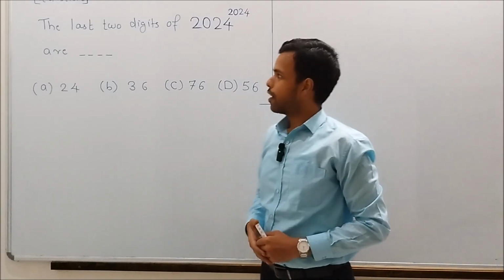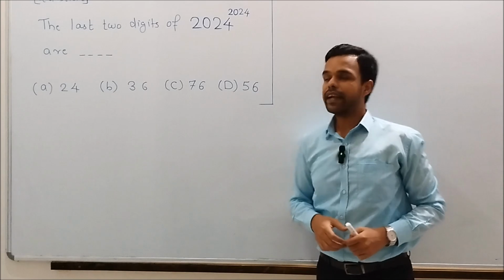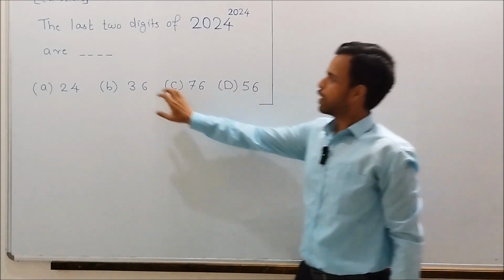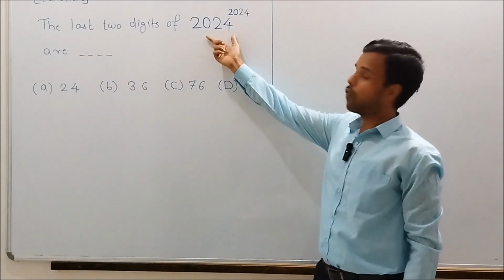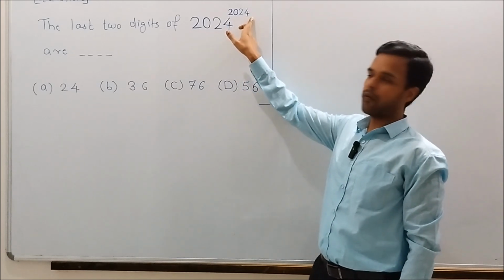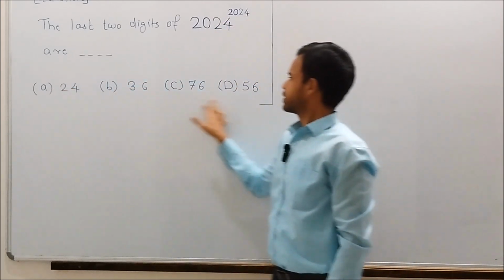Hello everyone, I'm Akash. In today's video, we will solve an interesting question on number theory. The question is: the last two digits of 2024 to the power 2024 are, and these are the options.